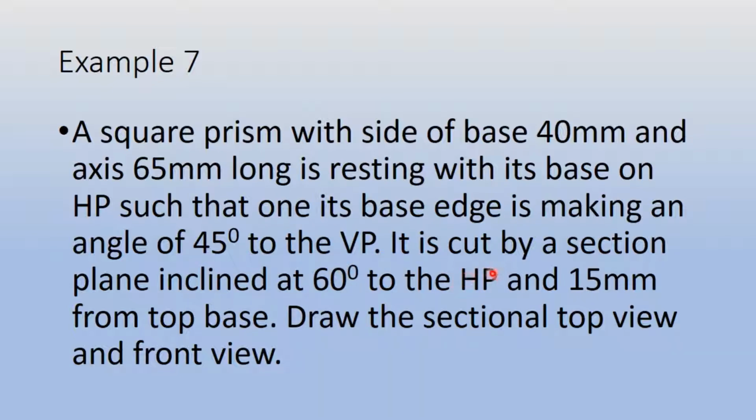And then it is cut by a section plane inclined at 60 degree to the HP. So again, this is mentioned here clearly. It is being cut by an inclined section plane with respect to HP. So we will cut this solid in the front view, the section plane's line will appear, and you will get the sectional top view. And the distance is given as 15 mm from the top base. So you have to take the section plane at a distance of 15 mm from the top base. So we will see now first how to imagine this.